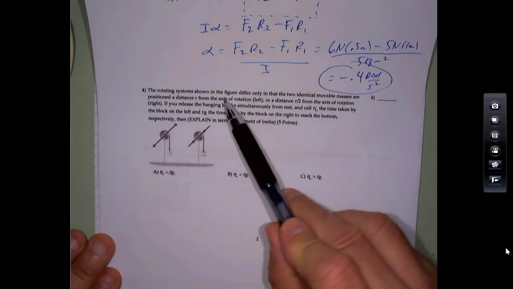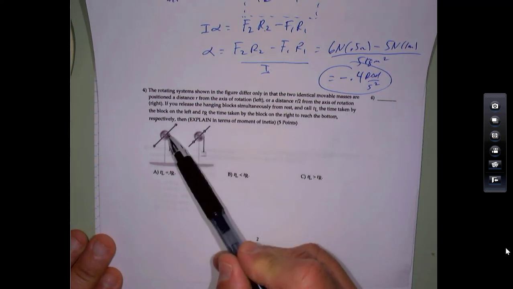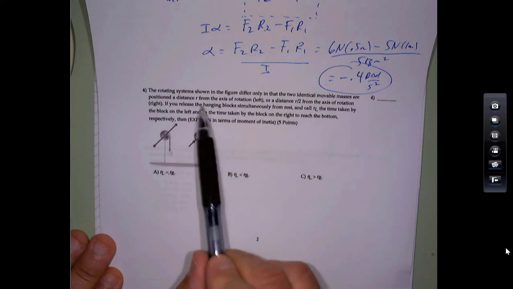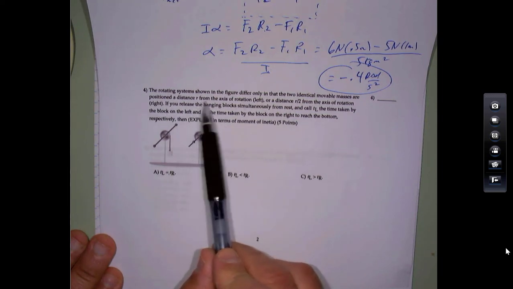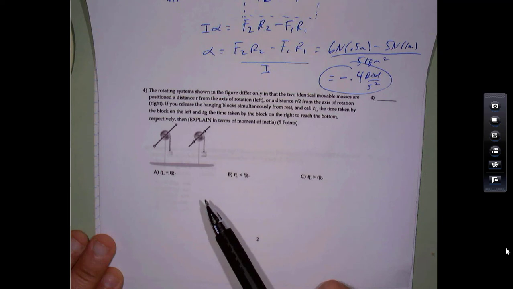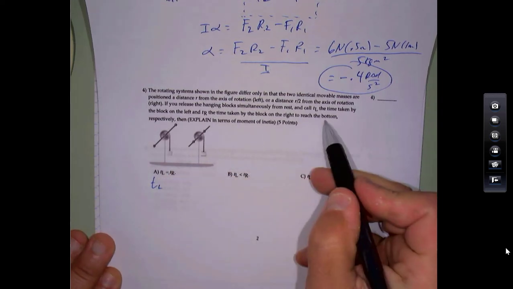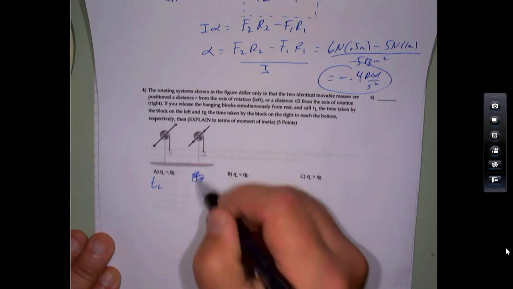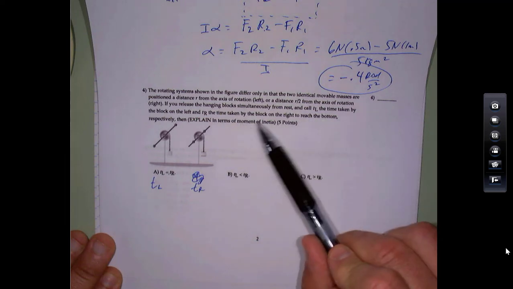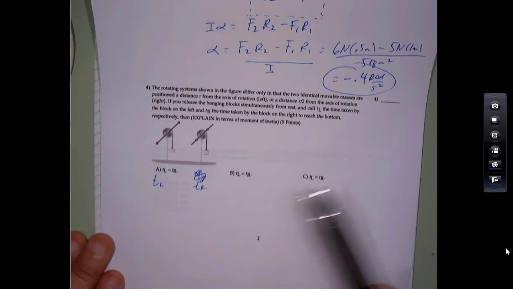A rotating system shown in the figure differs only in 2 identical movable masses. Okay, so these masses are on the outside compared to these. These are closer to the inside. Positioned at distance r from the axis on the left, so this is distance r. This is r over 2 here. If you release the hanging block simultaneously from rest and call TL the time taken from the left, and T right the time taken by the right, to reach the bottom, respectively, then which one is greater? Which one takes longer to hit the ground?